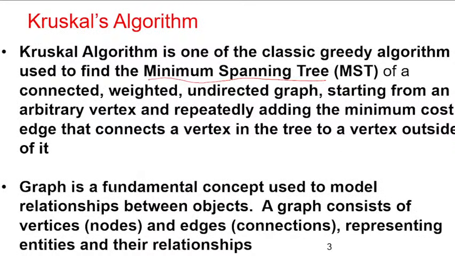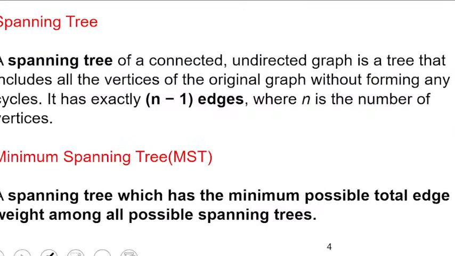And we must know what is a graph. Graph is a fundamental concept used to model relationships between objects. A graph consists of vertices, that means nodes, and edges, that is connections, representing the entities and their relationships. So here the main aim of the Kruskal algorithm is to find the spanning tree. So what is a spanning tree?